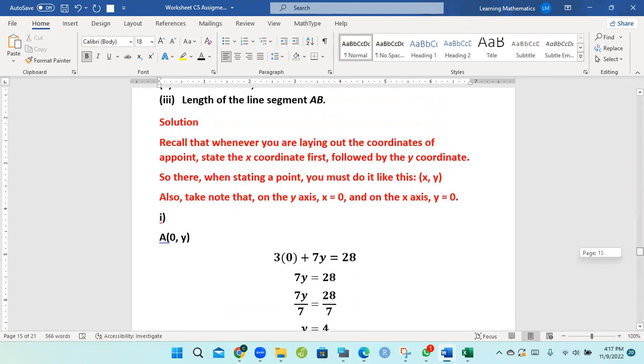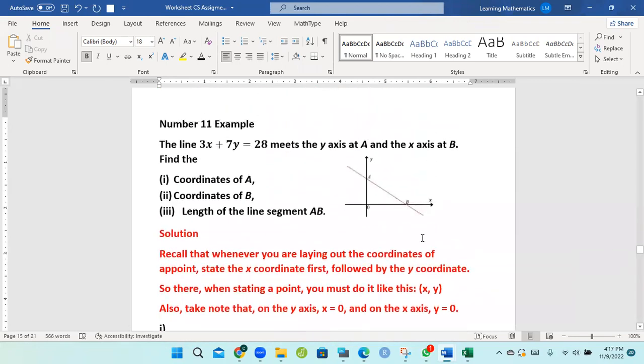You see? Here is 0, comma 0 at the origin. 0, comma 1, 0, comma 2, 0, comma 3, 0, comma 4. Y is 4. You see y is 4 at A according to our calculations.